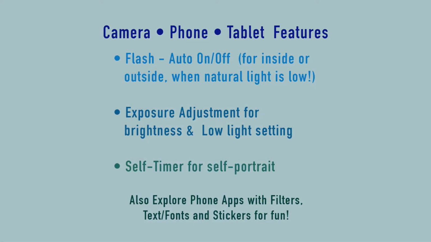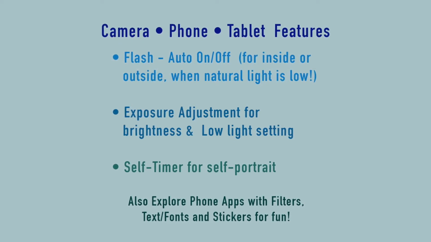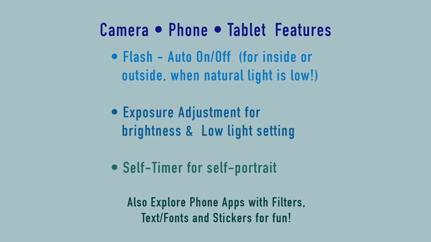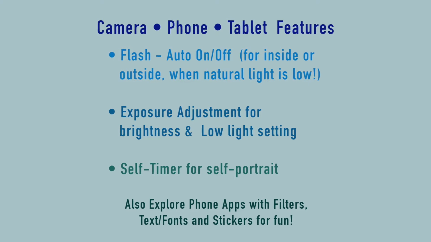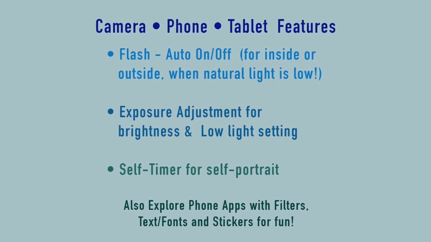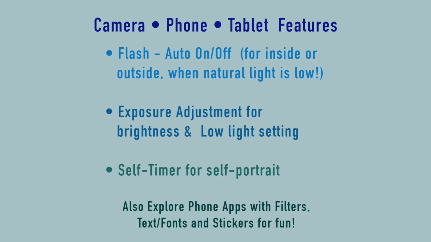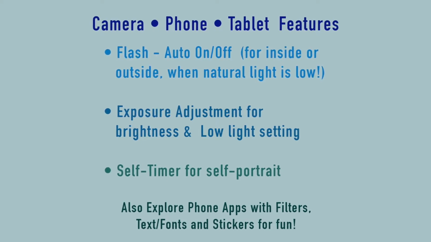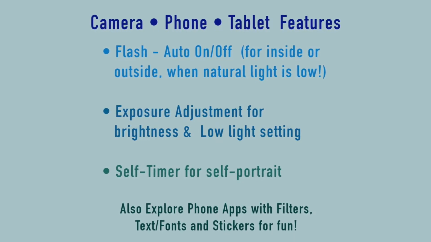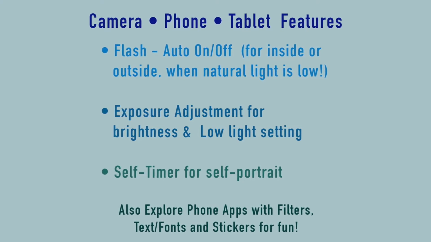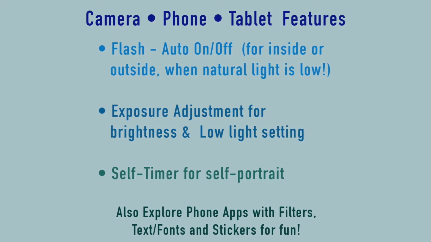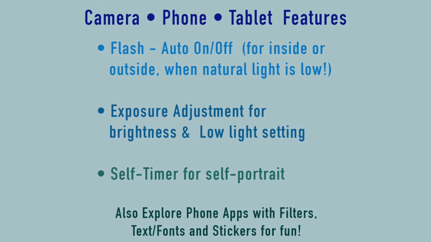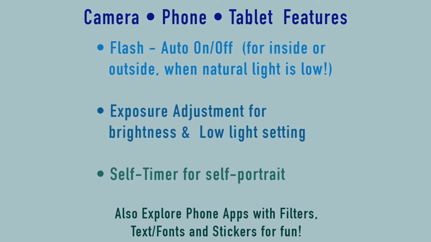Basic camera, phone, and tablet features. To get the best photographs, you will want to learn how to turn your flash off and on for inside and outside when natural light is low, how to make exposure adjustments before taking the picture, how to operate the self-timer so you can be in the picture, and other features once you are familiar with your flash, exposure, and self-timer, which include exploring apps, adding filters, special effects, and stickers just for fun.